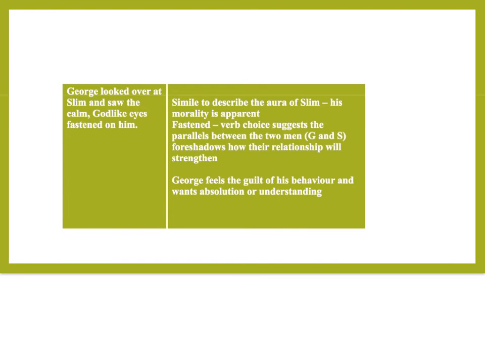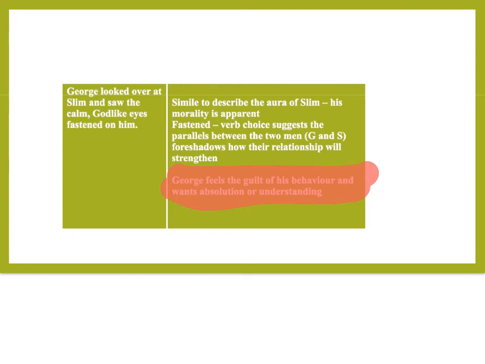Now, I'll talk about this more when we're doing Slim, so I'm only going to do this for a wee second. George looked over at Slim and saw the calm, godlike eyes fasten on him. And what we have here, folks, is that George, at the start of chapter 4, feels guilty, and what he wants is absolution. He wants somebody else to understand that guilt and perhaps to take that guilt off his shoulders. And with Slim, he sees somebody who's capable of that, somebody who's capable of understanding George and understanding Lennie.